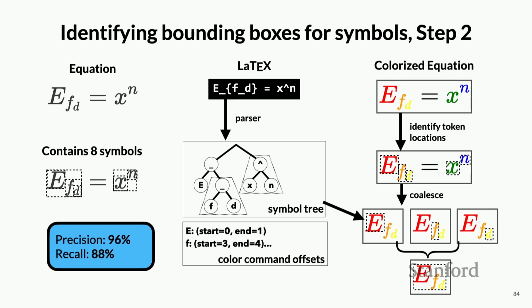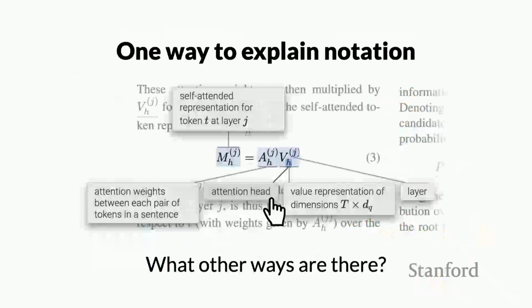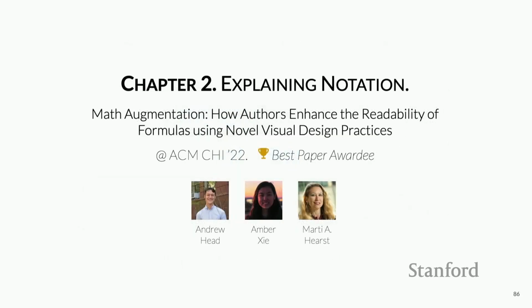So I talked about how the first part of this talk would talk about notation. And I want to do a little bit of a further dive into talking about symbols and formulas and trying to uncover the horizon of the types of things that we could do with symbols and formulas to be able to support people's understanding of them. And this brings us to our second chapter on explaining notation in particular.